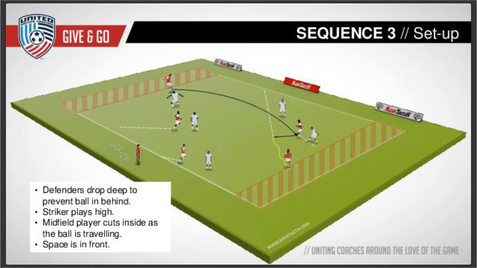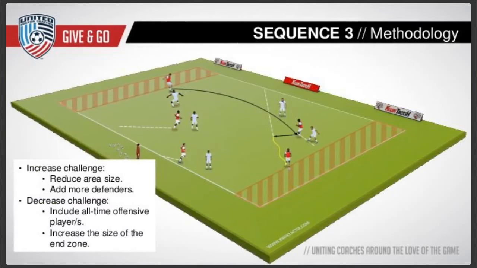And in this situation, the player that was in the wide position, as the ball is traveling, has moved underneath the ball and then received the return pass, just in the space between the defense and the midfield players. And in this example, the space is in front of the striker and not behind the defender.